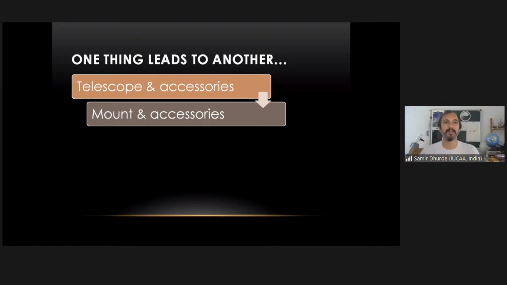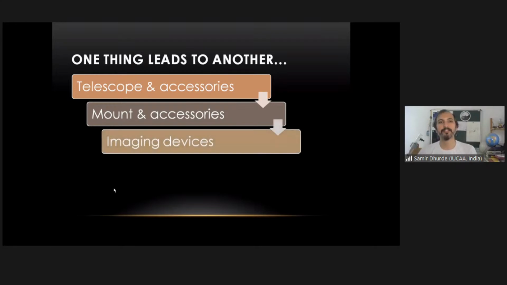Okay, so what is really called the telescope is usually called the optical tube in technical words, and then there's the stand, which is called stand in common language, but mount in technical language. We also will have imaging devices.